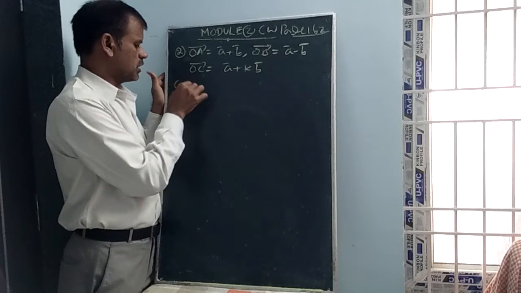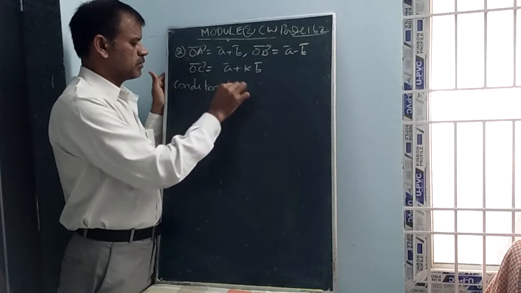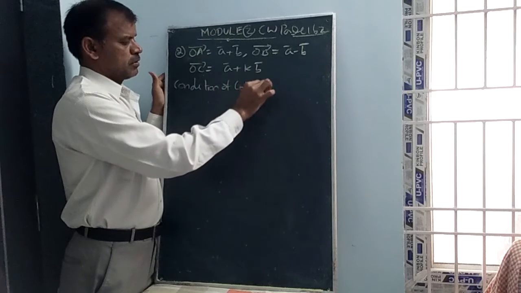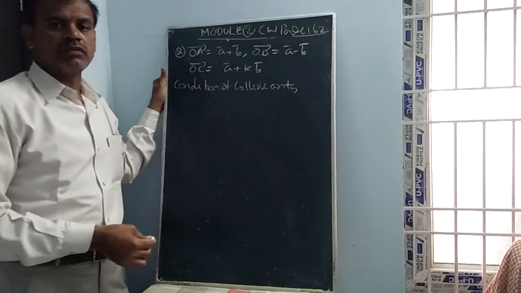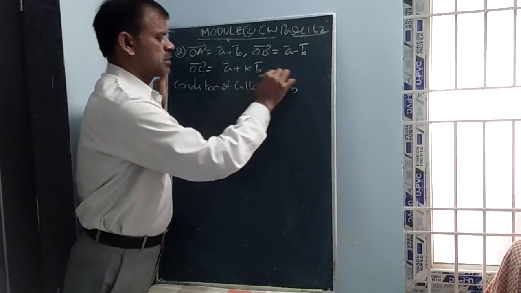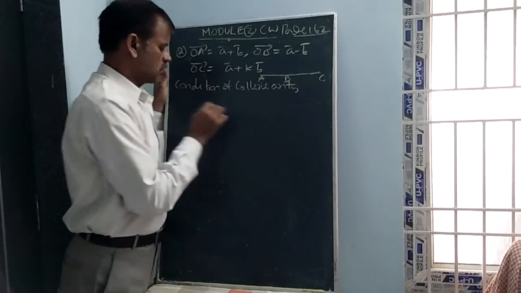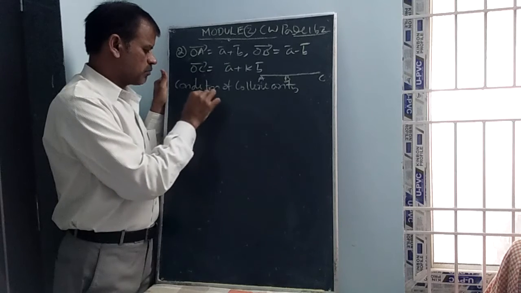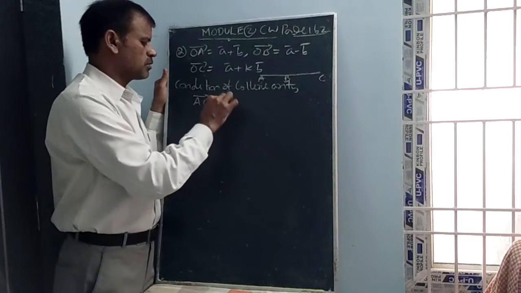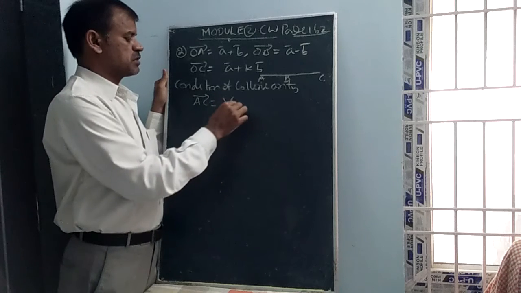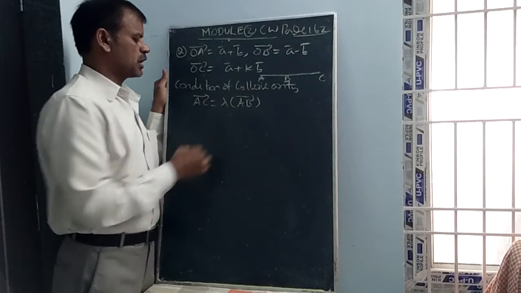Condition of collinearity, I am writing here. If three vectors are collinear, that means they lie on the same line. This is A, this is B, this is C. A vector can be expressed as a scalar product of the other. Some lambda you can write. In general notation, AC is equal to k AB.